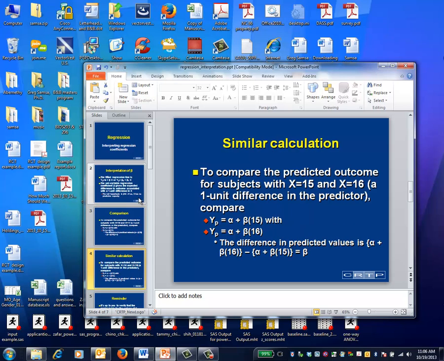The same idea applies to any two patients that differ by a value of 1 on x. Here we've derived predicted values for two other patients that have x equals 15 and x equals 16, respectively. Everything cancels as before. What this demonstrates is that beta is not only the expected difference in outcomes associated with the 1-unit difference in x, it's that this expected difference is the same regardless of which patient is used as the reference.